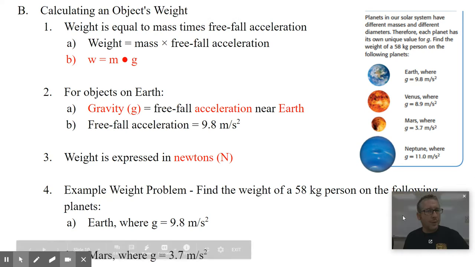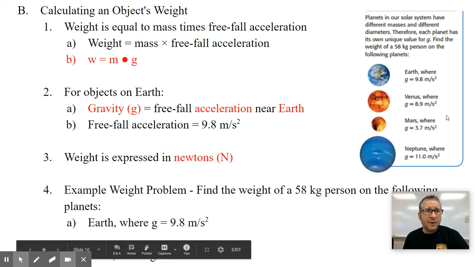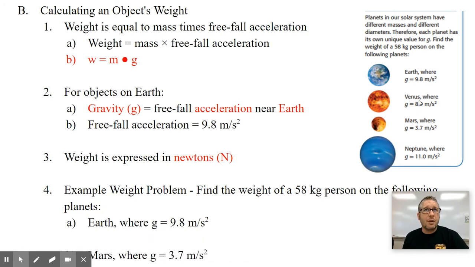Oh, before we do proceed, just over here on the right-hand side, you see the various gravitational accelerations for Venus, Neptune, Earth, and Mars. Okay, Neptune, 11.0 meters per second squared. That's even more so than Earth. So you're going to feel even heavier on Neptune than you would on Earth. And there's a reason why. The hint is, look at the sizes of these 4 planets.